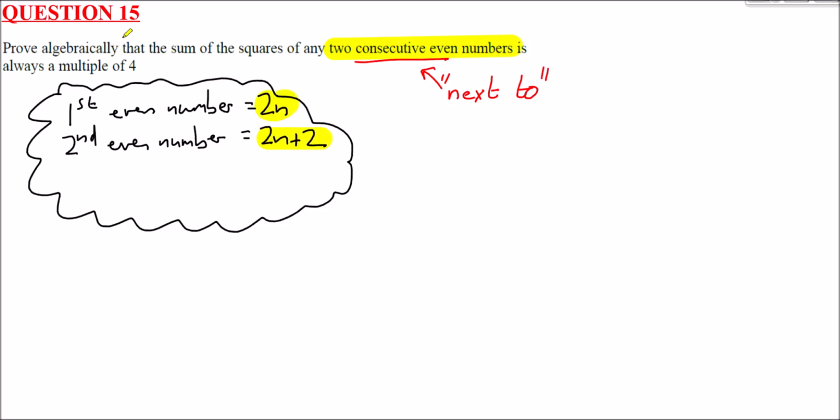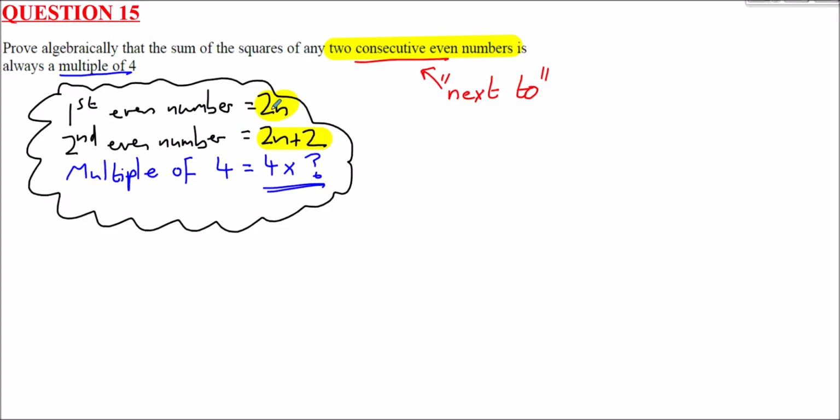We have to prove now that the sum of the squares of these 2 consecutive even numbers is always a multiple of 4. So what is a multiple of 4? Well, a multiple of 4 is just 4 multiplied by something. So our target is to prove that the sum of these squares is a multiple of 4, which is 4 times something. That's how you write a multiple of 4. It's 4 times whatever, where this question mark is a whole number. So let's do this next.